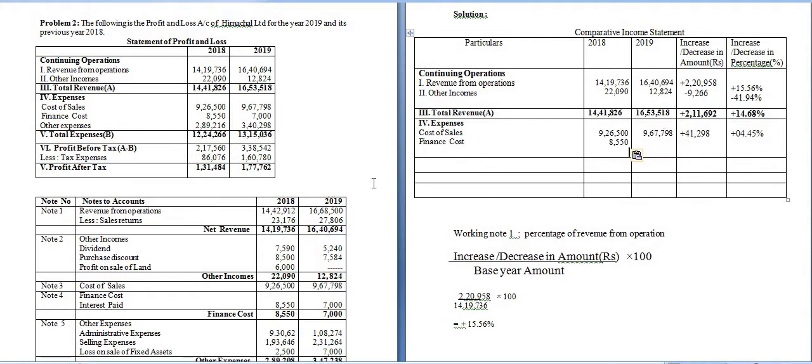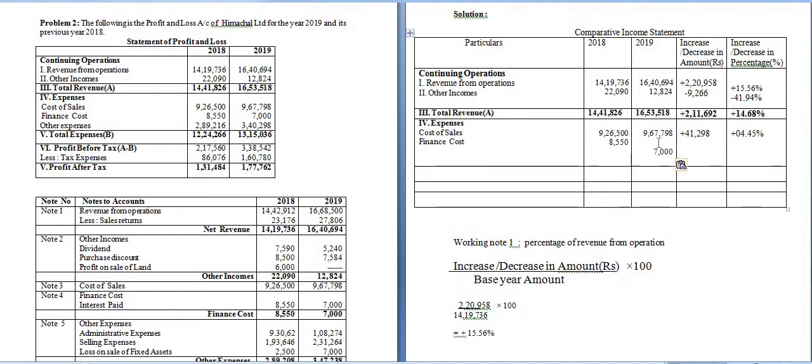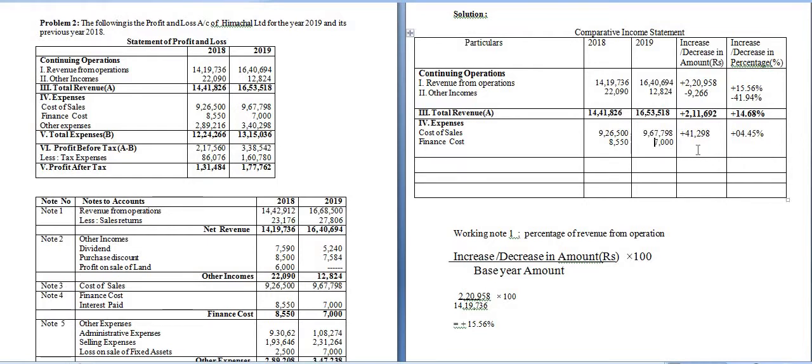8,550. Okay. Next one is 7,000 for the year 2019. How much is it? 7,000. Now we have to make the comparison whether the amount is increase or decrease. It is decrease. Decrease by how much?